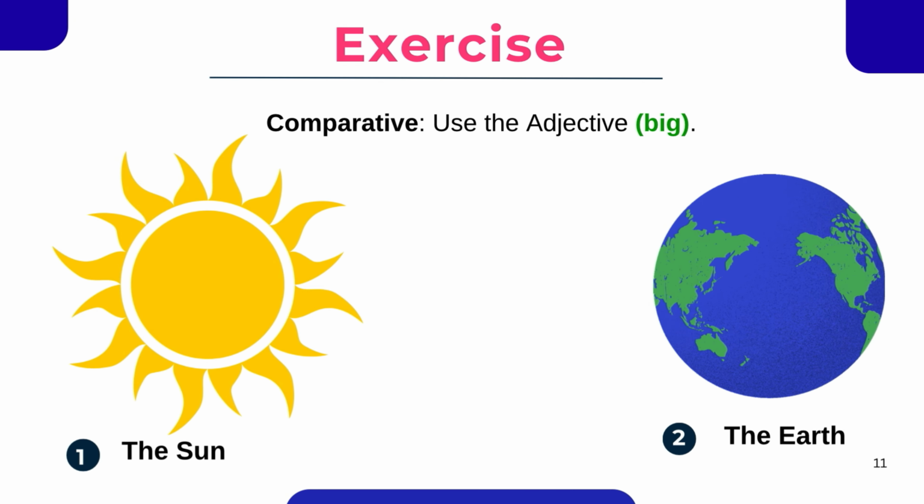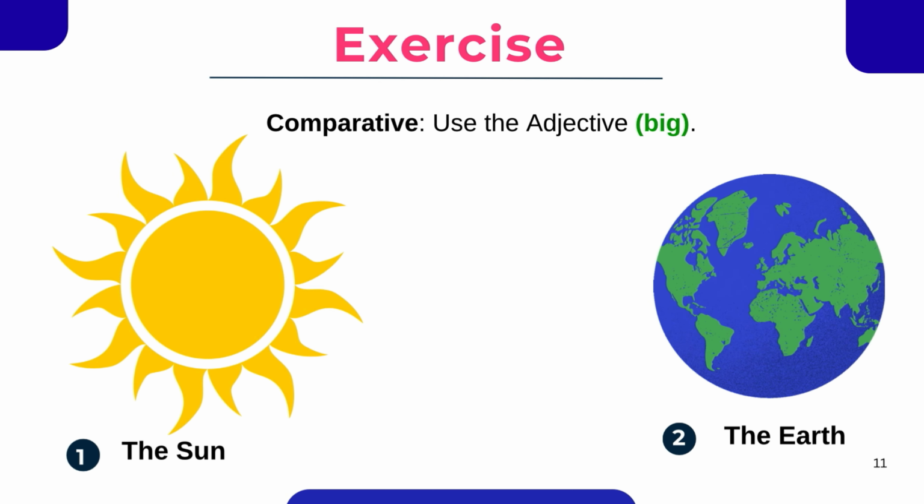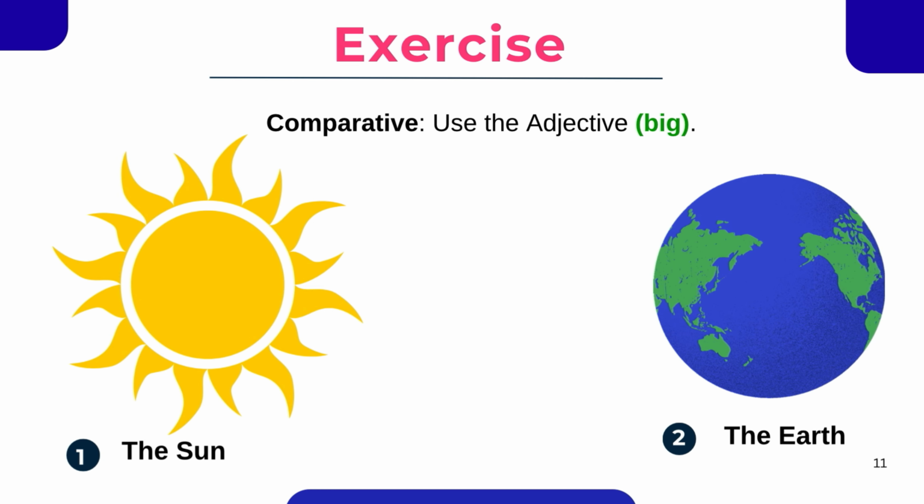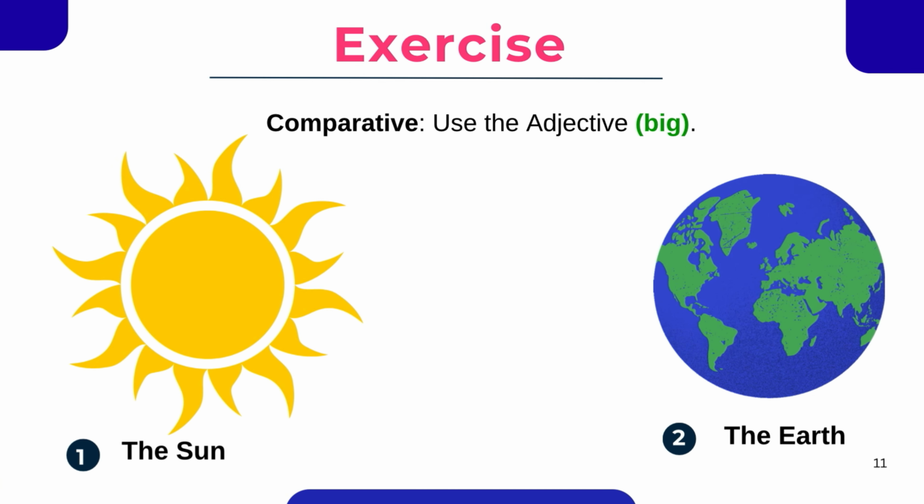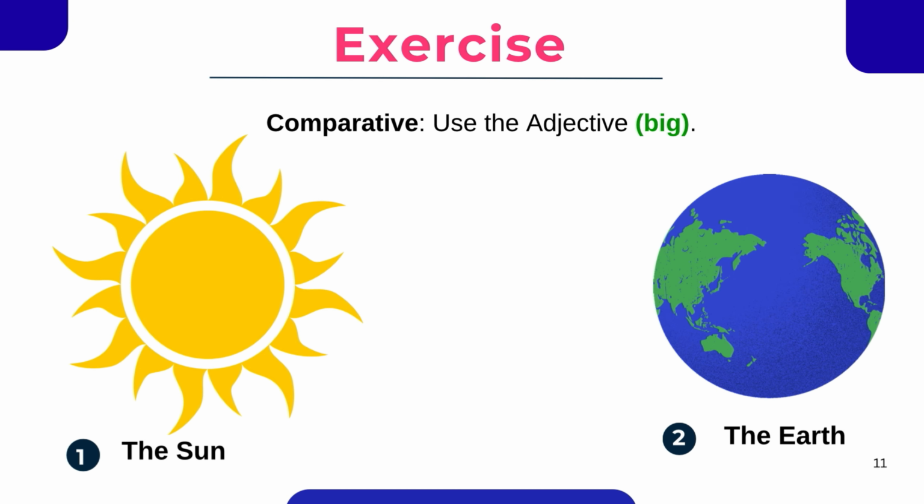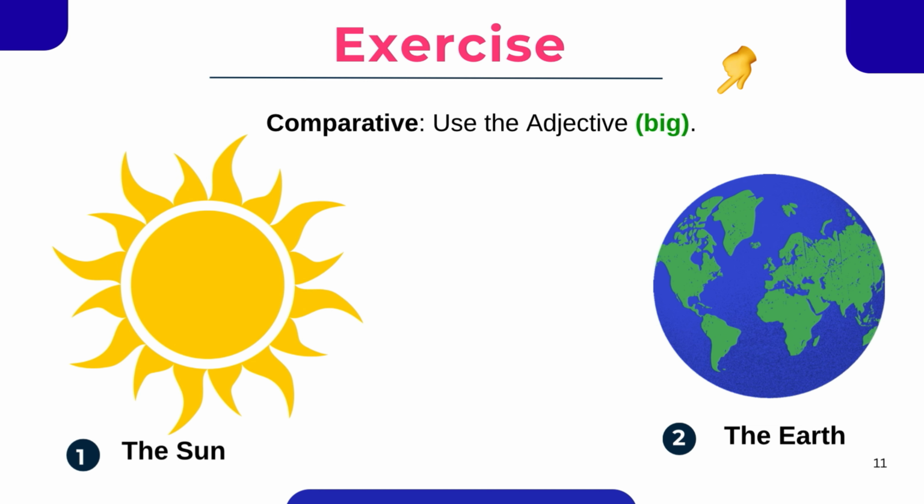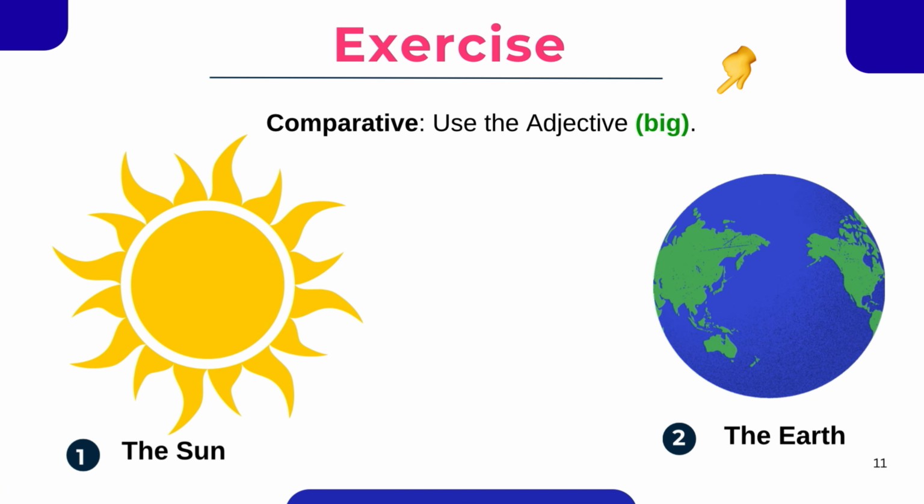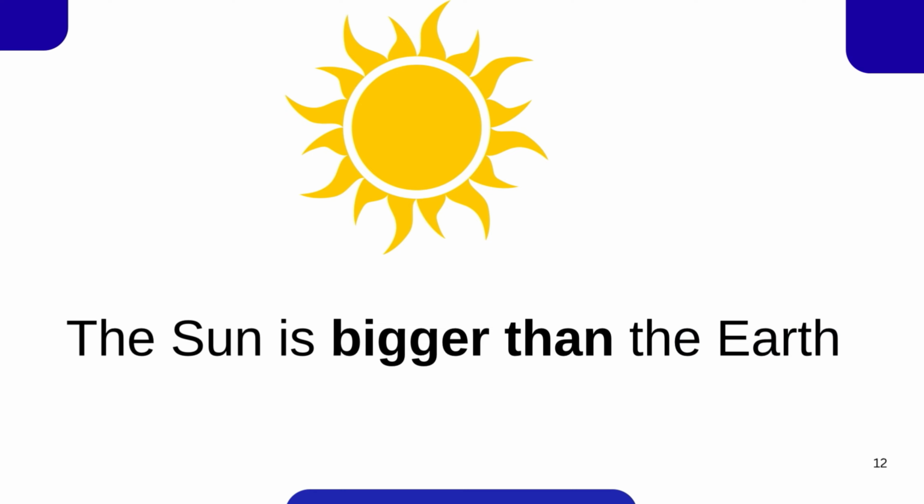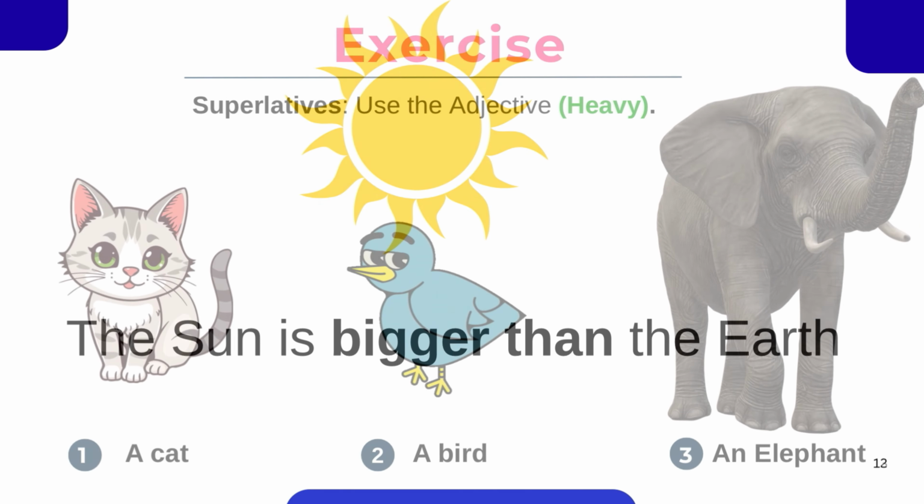I want you, from these 2 pictures, the sun and the earth, to use the comparative by using the adjective big. You have 1 minute to give me a sentence. So this is the sentence. The sun is bigger than the earth. We made this sentence depending on the rule of comparative.